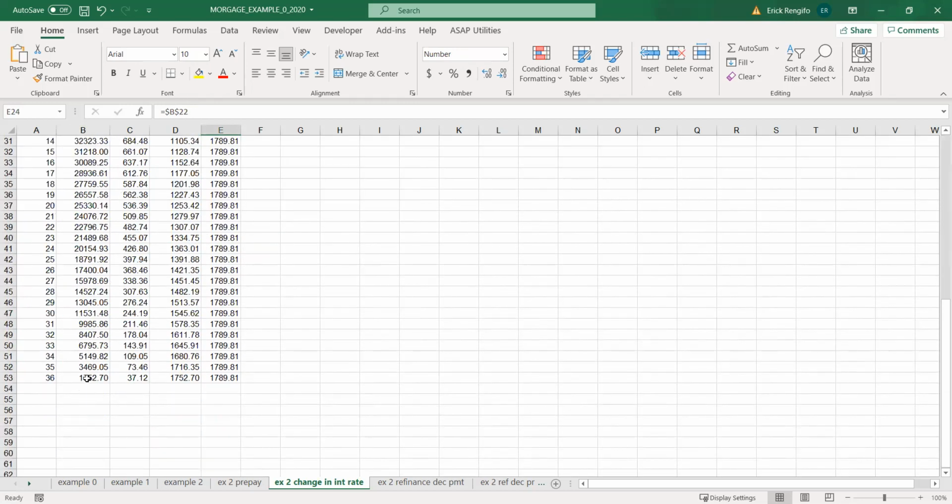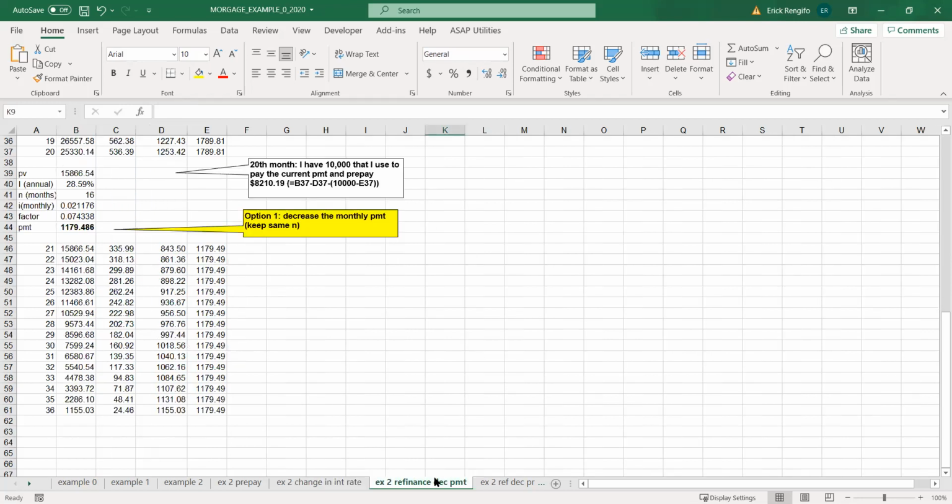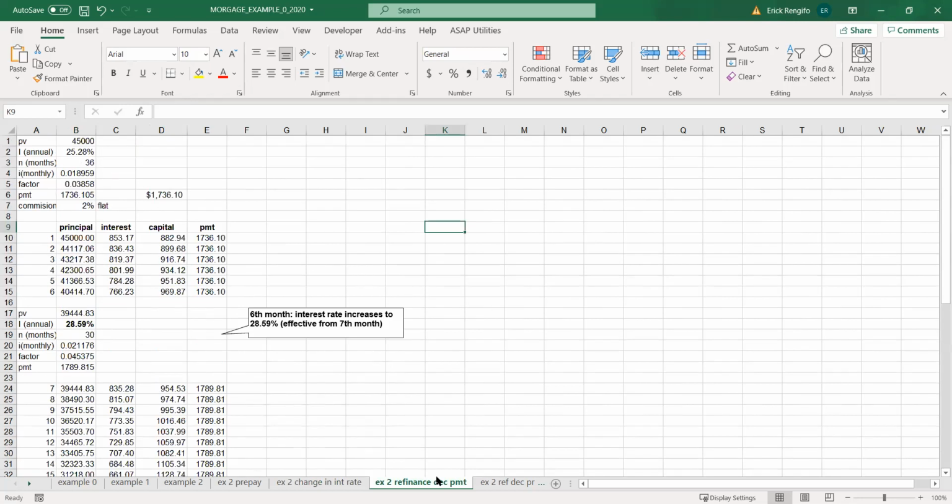So if you go to month 36, remember you need to compare this number with this number with this number. Make sense? And that one there, guys, is the change in interest rates and how the change of interest rate works. I think that the remaining ones, we're going to do in class.